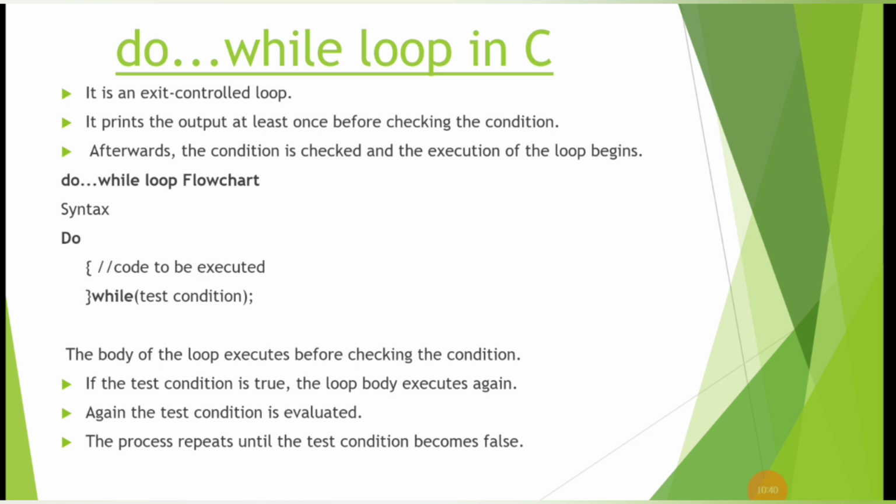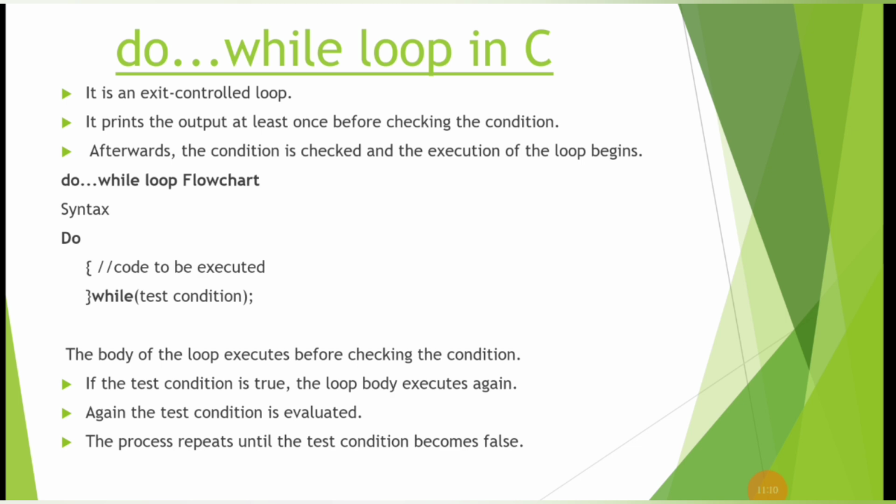So here is the syntax for a do while loop. First the keyword do, and then the code to be executed, after that while, and then the test condition is given. So the body of the loop executes before checking the condition. If the test condition is true, the loop body executes again. Again the test condition is evaluated. The process repeats until the test condition becomes false.